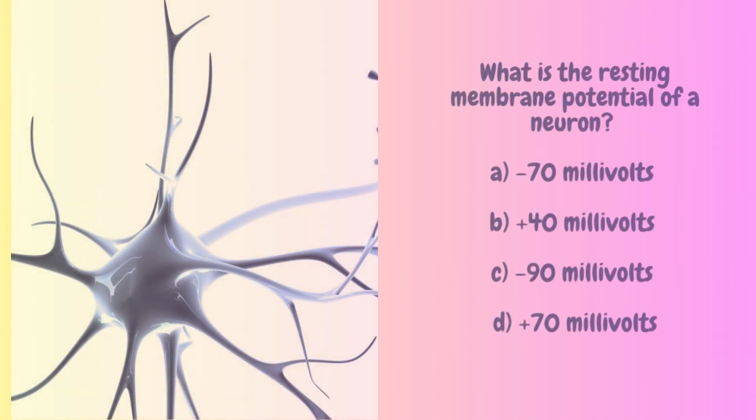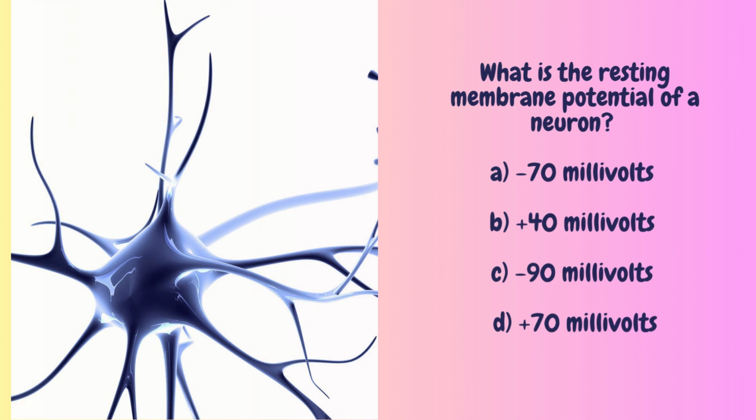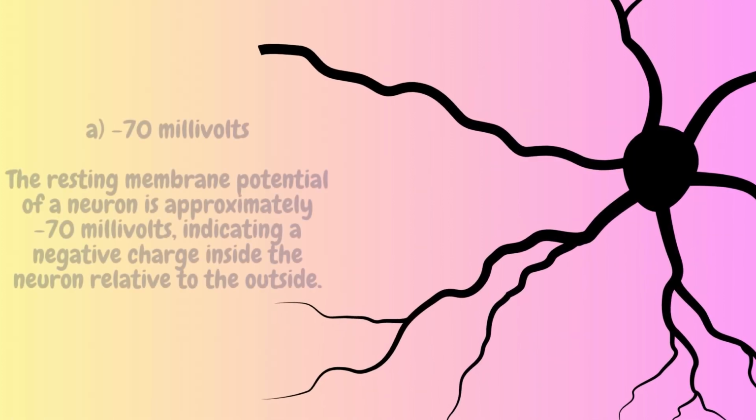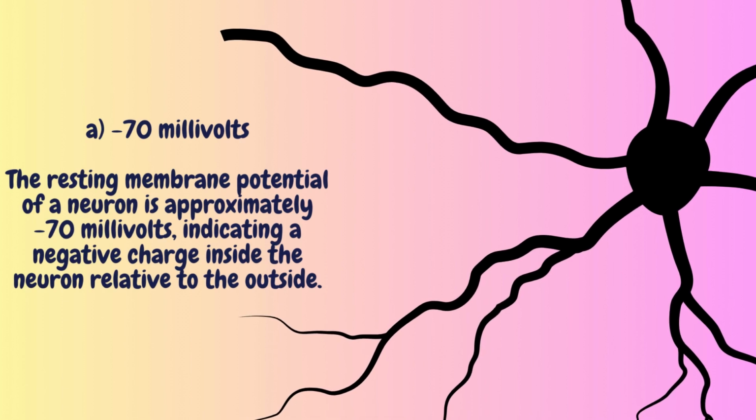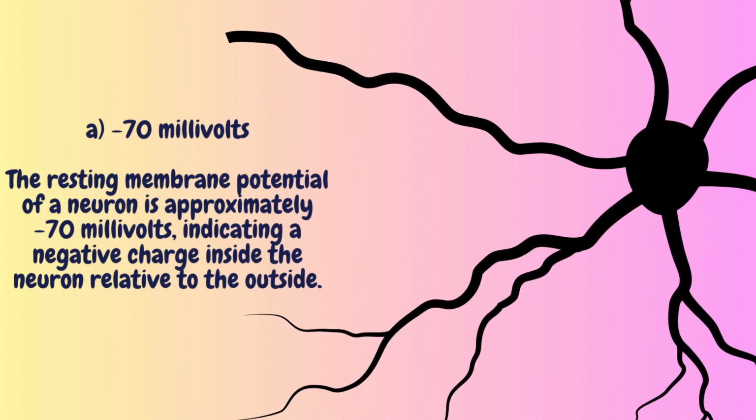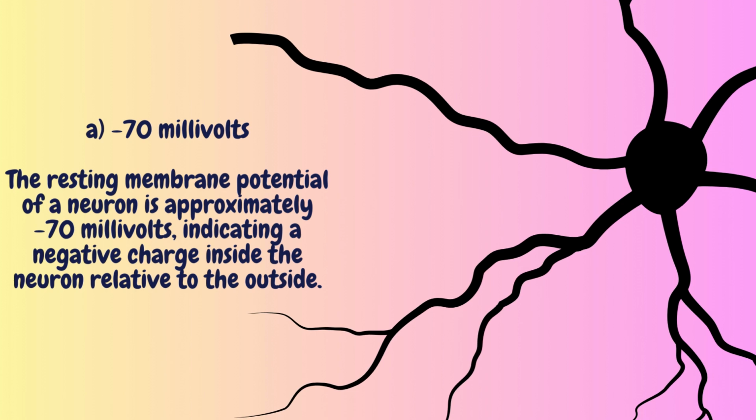What is the resting membrane potential of a neuron? A. -70 mV. B. +40 mV. C. -90 mV. D. +70 mV. A. -70 mV. The resting membrane potential of a neuron is approximately -70 mV, indicating a negative charge inside the neuron relative to the outside.